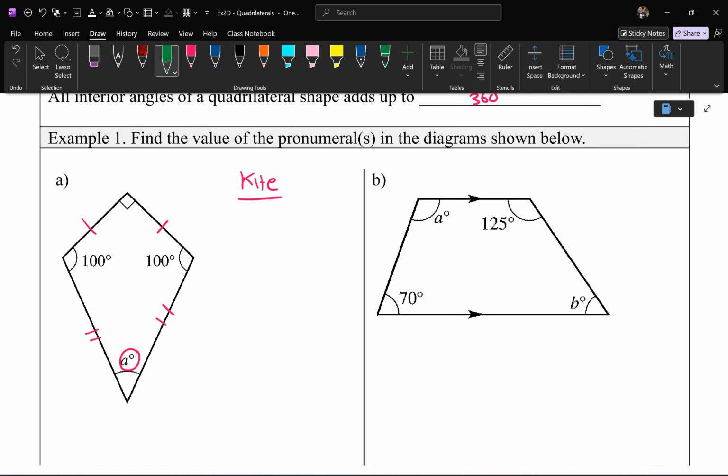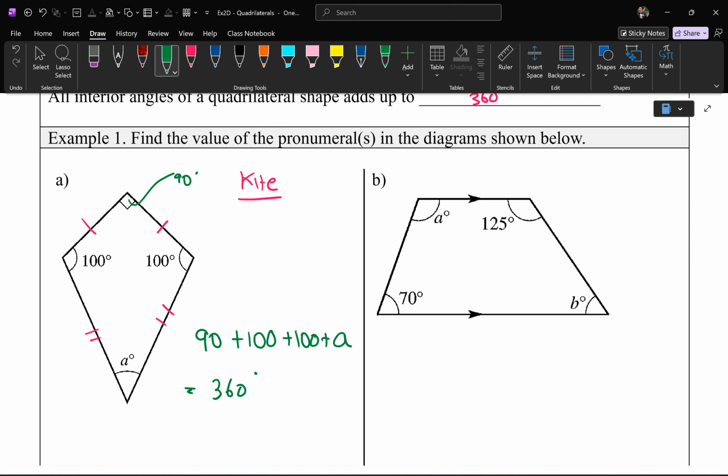Now we know that this little box here is the same as, what is that angle there, Luke? When you see a box, that's the same as? Right angle, which is 90 degrees. Well done. So we got 100 plus 90 plus 100, and we need to know what A needs to be. So write out your working out. 90 plus 100 plus 100 plus A, we know it's meant to equal 360, because that's a four-sided shape.